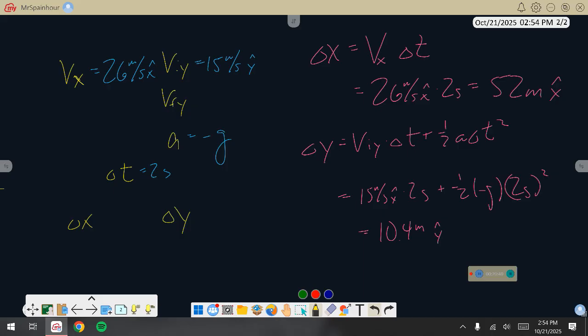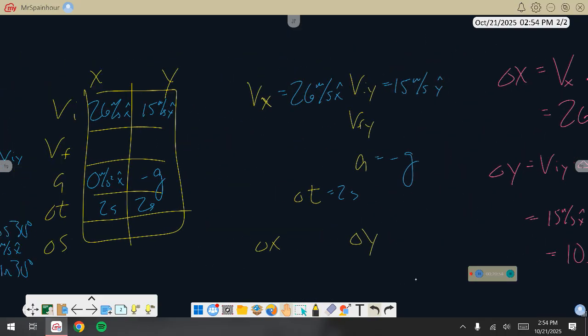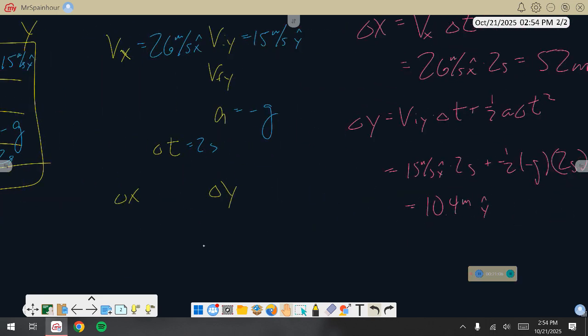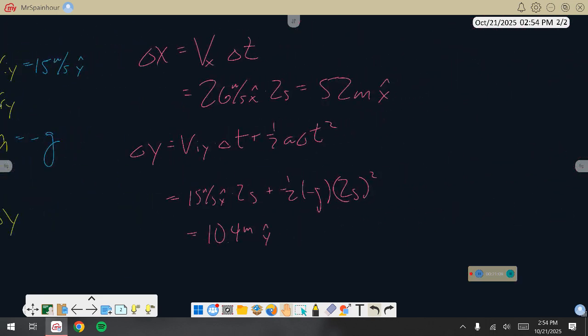I didn't do that in my head. I remember it from last hour. So is 10.4 meters y hat the correct answer? No, it is not. Why is 10.4 meters y hat not the final position? Because you started a meter above the ground. So the final position should be what? The final answer that you would write, this is how I would write it if I said where is it, you would write it is 52 meters x hat plus 11.4 meters y hat.